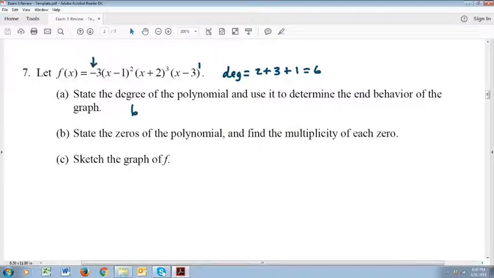So that's an even degree, and the coefficient here is negative. And so anytime you have an, whoops, why did I write positive there? Let's fix that.